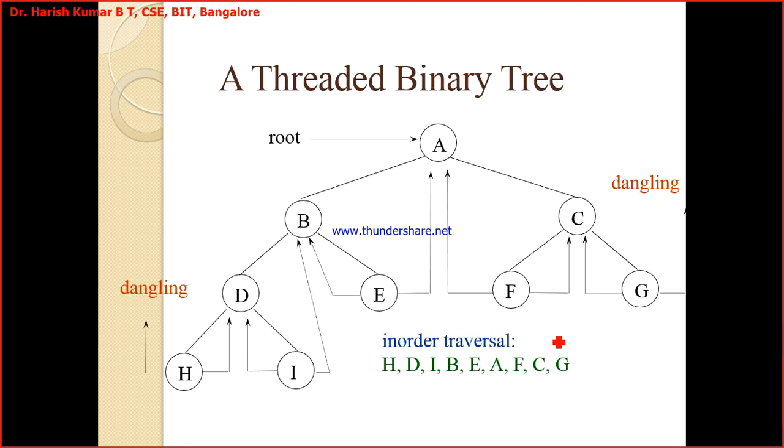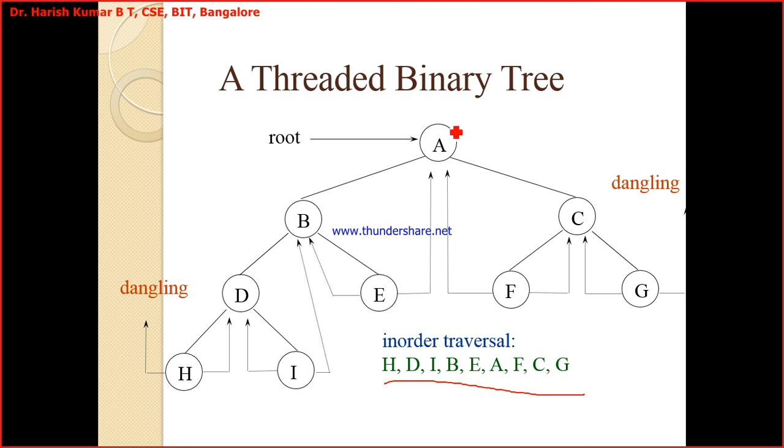So this is a threaded binary tree. Before converting it into a threaded binary tree, it was just a normal binary tree, and for that normal binary tree, the in-order traversal is already written here. Okay, H D I B E A F C G. This is the in-order traversal of this tree.